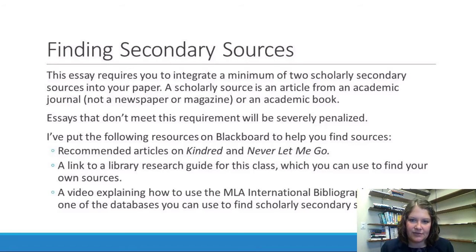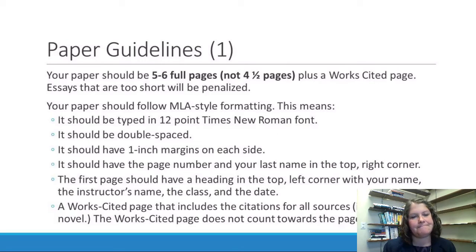So I've put some resources on Blackboard to help you find sources. I've put some articles and some links to articles on Kindred and Never Let Me Go and also American Born Chinese, although I need to change the slideshow to say that. I've put a link to a library research guide, which links to some databases that you can use to find your own sources. And I've also put in a video that walks you through using the MLA International Bibliography, which is one of the databases that you can use to find scholarly secondary sources.